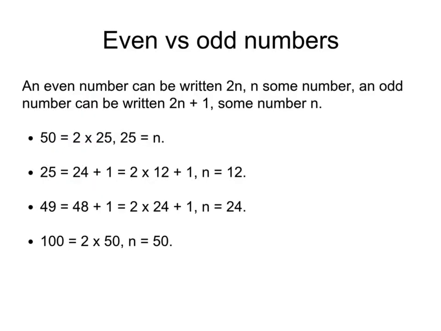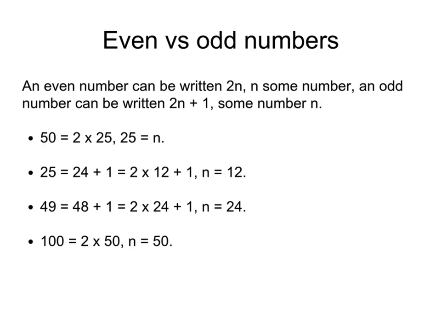Okay, now let's talk about even numbers. You know what those are, or should we call for help? We all know what those are. An even number can be written 2 times n for some number n. An odd number can be written 2 times n plus 1 for some number n. For example, 50 is equal to 2 times 25, and the n in this case is 25. It's just a letter we use to represent the number.